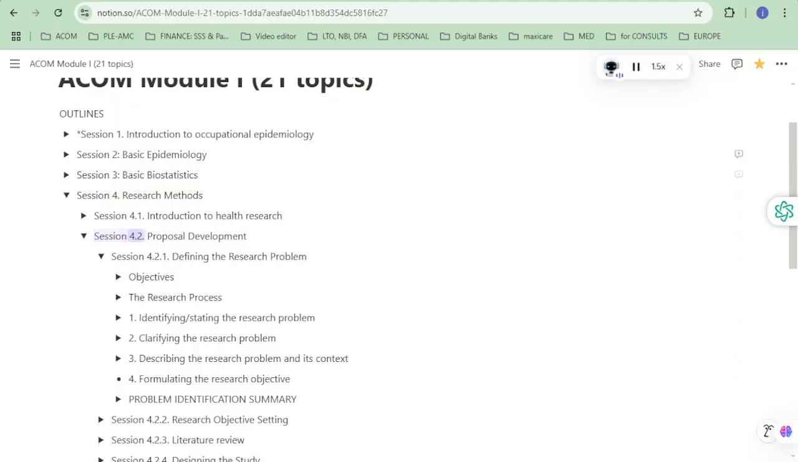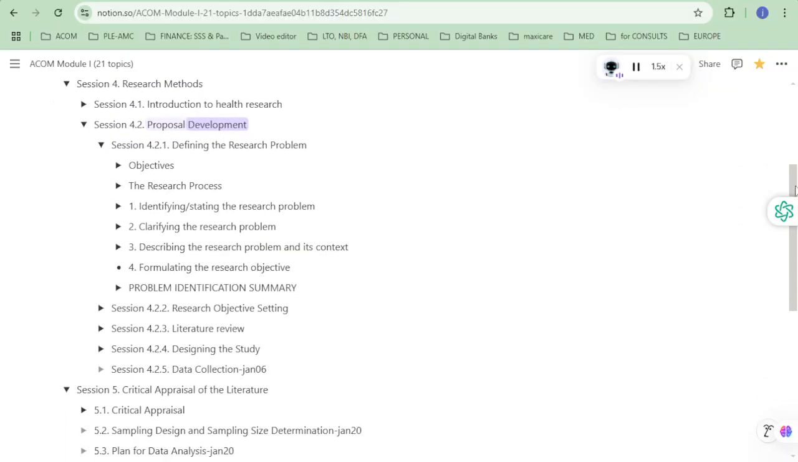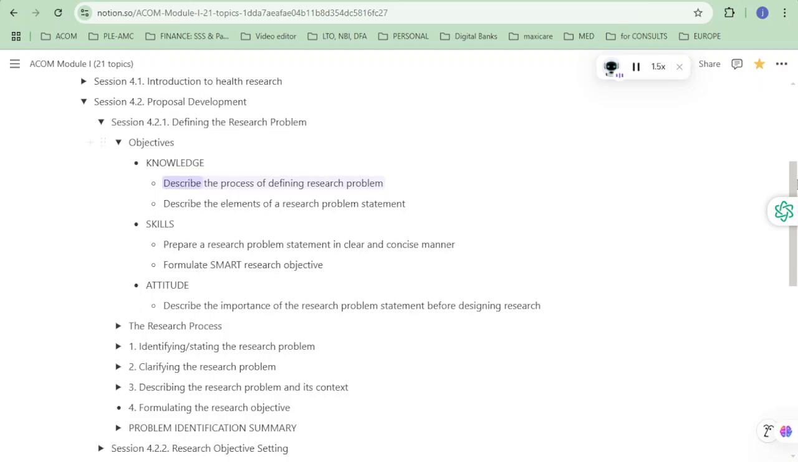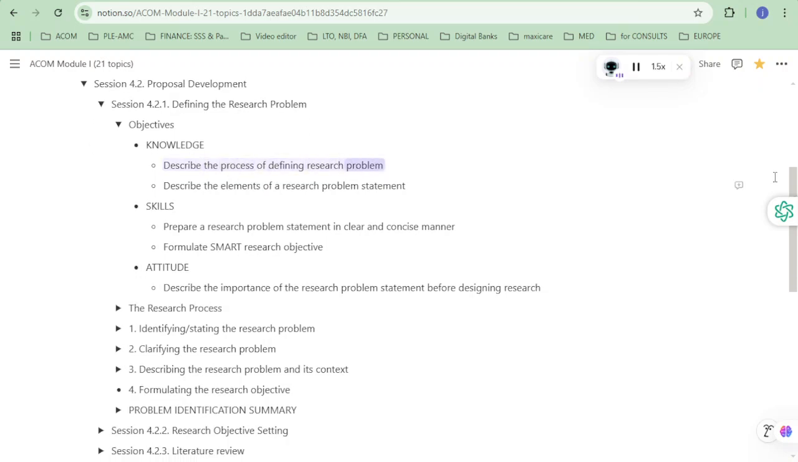Session 4.2. Proposal Development. Session 4.2.1. Defining the research problem. Objectives. Knowledge: describe the process of defining a research problem. Describe the elements of a research problem statement. Skills: prepare a research problem statement in a clear and concise manner.